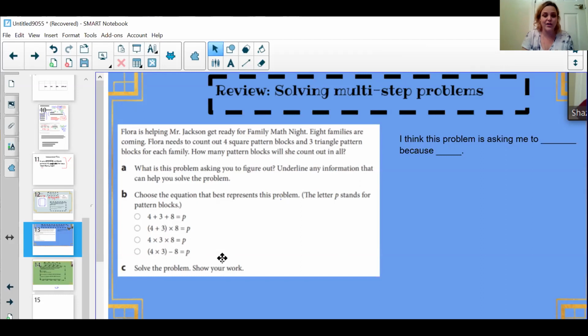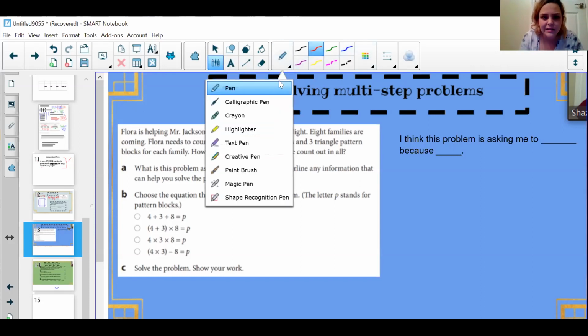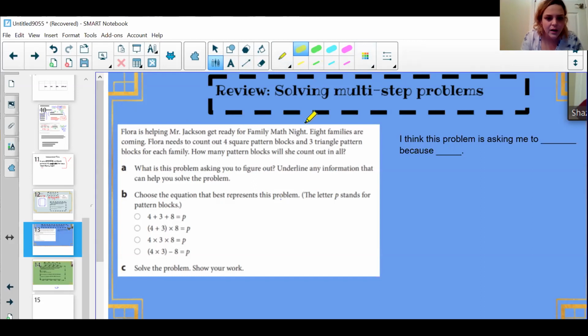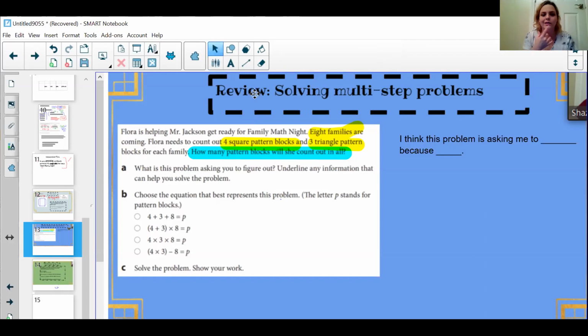Okay, that means you tried solving on your own, and now we're back. So I'm gonna reread the problem again, and I'm gonna answer part A. Flora is helping Mr. Jackson get ready for family math night. 8 families. Key information, right? We have 8 families. I'm going to underline that. Let me see if I have my handy dandy highlighter. I do. So family night, 8 families are coming. Flora needs to count out 4 square pattern blocks and 3 triangle pattern blocks for each family. And then the question is asking me, how many pattern blocks will she count out in all? I need to figure out how many pattern blocks she will count out in all.